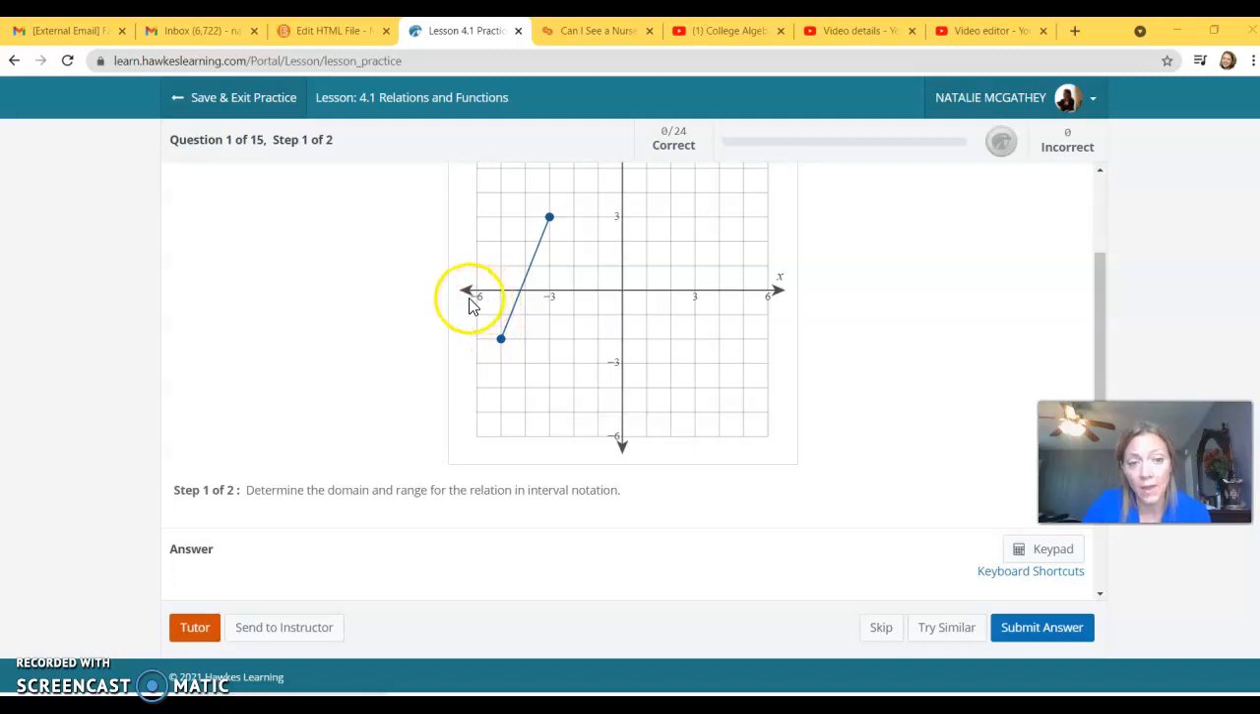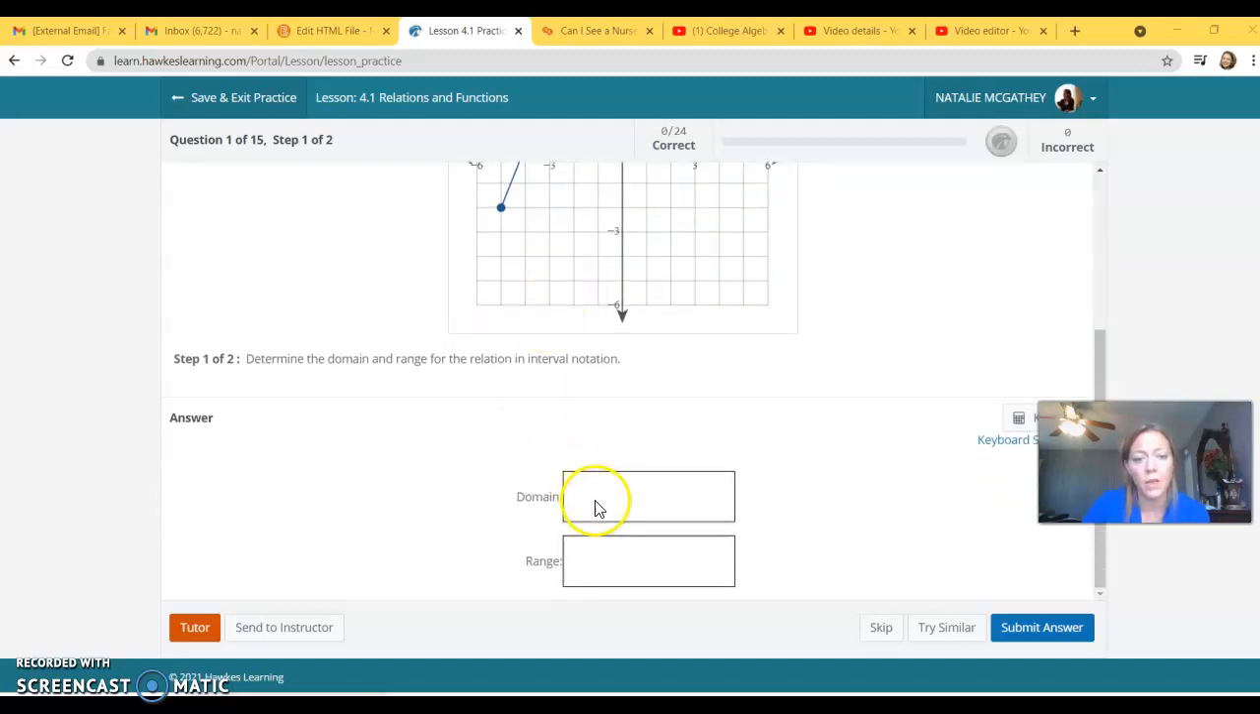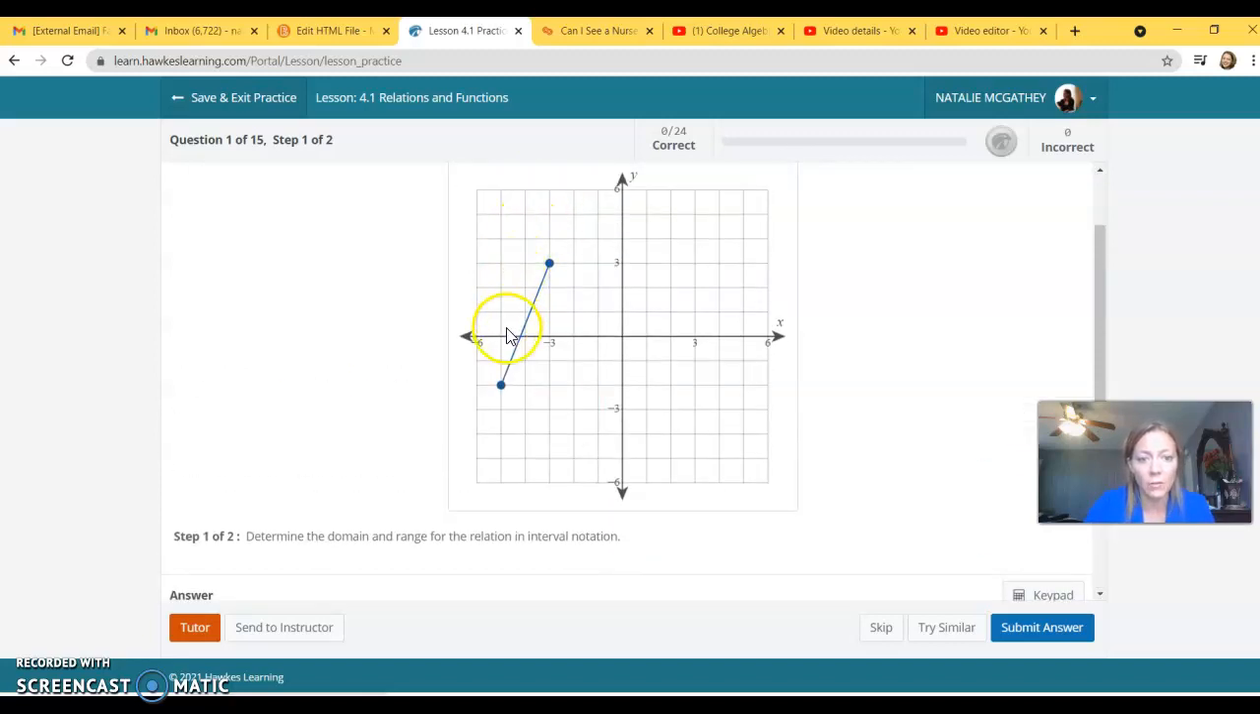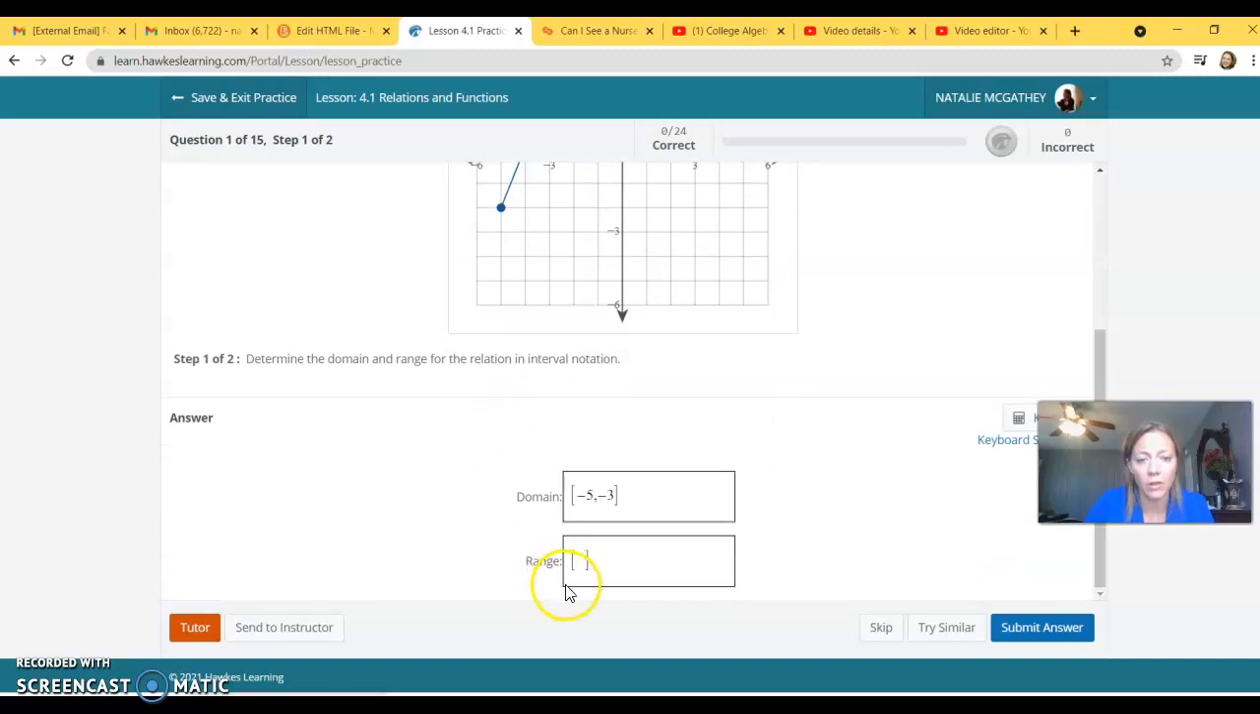The domain starts at x equals -5, and it goes all the way up until -3. So I'm going to use -5 up to -3, in interval notation there. And for my range, the lowest point on the graph has y-coordinate -2, and the highest point has y-coordinate 3. So it goes from -2 to 3.